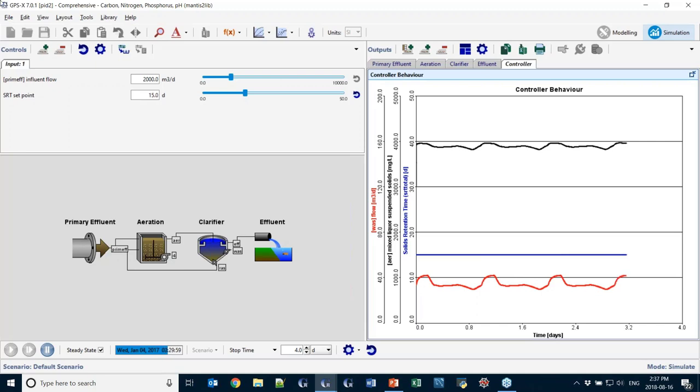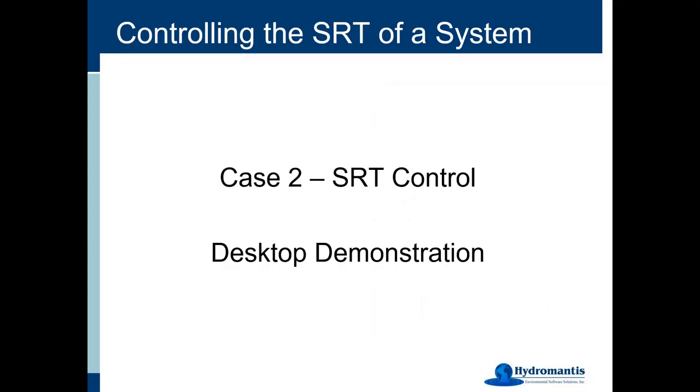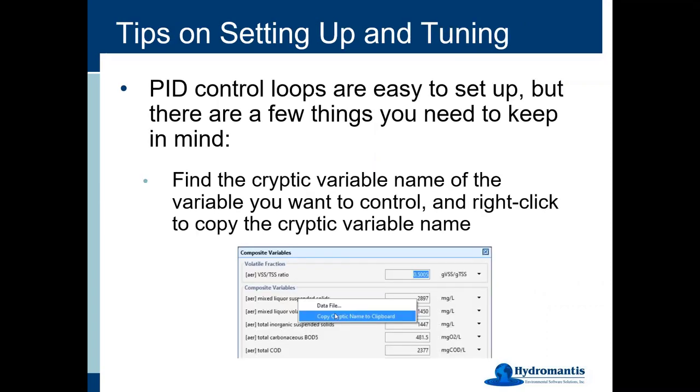Okay, so that's how you do SRT control. Now, there's a lot of other things that you could do as well. I mentioned earlier on, we have all those other different kinds of controllers. They can all be applied to your newly defined SRT variable at any point as well. So there's lots of different things you can do in GPS-X with respect to control.